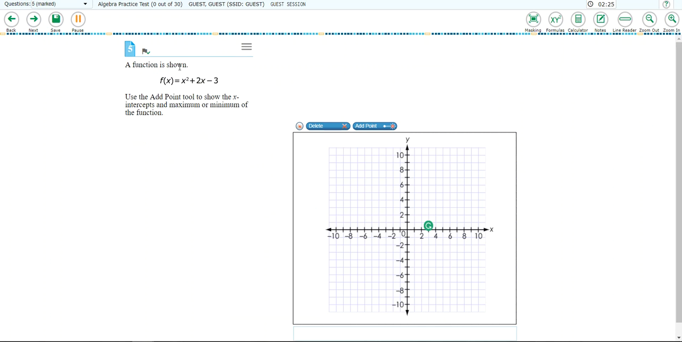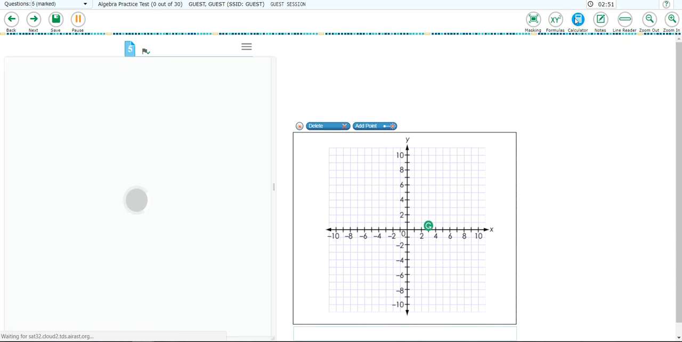It says a function is shown, f of x equals x squared plus 2x minus 3. Use the add point tool to show the x-intercepts and maximum or minimum of the function. So you should know the definition of x-intercepts, and maximum or minimum would be either the highest point or the lowest point. But this add point tool may be a little bit new to you. So let's show you a tip here.